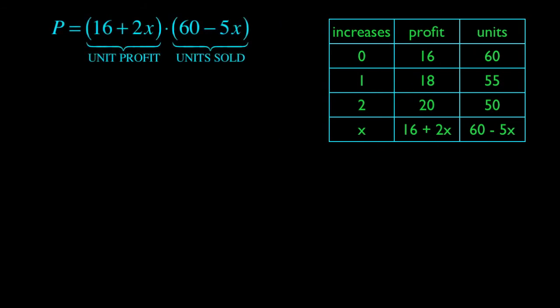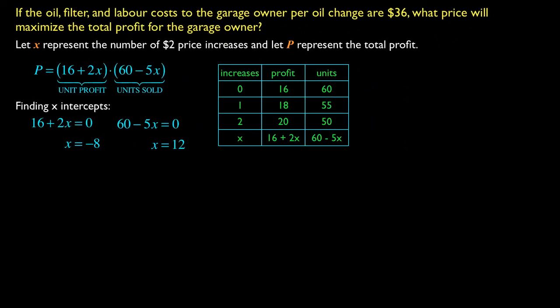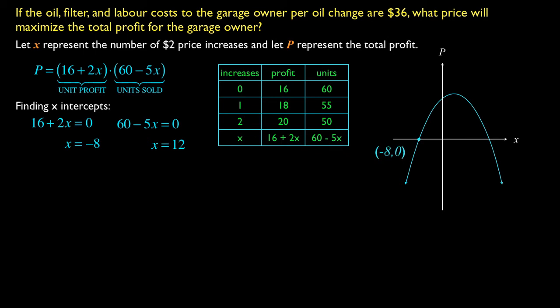Profit is unit profit times units sold. Well, once again, we're going to go after those x-intercepts. And that's, again, a really easy process because it's already factored. So we say 16 plus 2x equals 0, x equals negative 8, and the second, well, it's the same x-intercept we had last time because the units sold hasn't changed. Graphically, it looks a little bit different. Our intercepts have now shifted to be (-8, 0) and (12, 0).